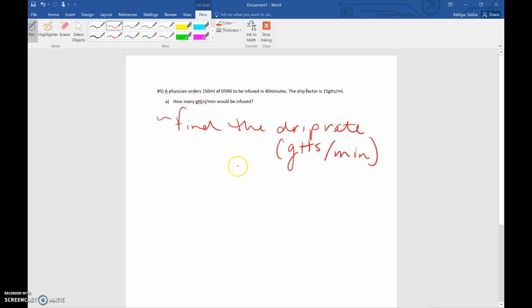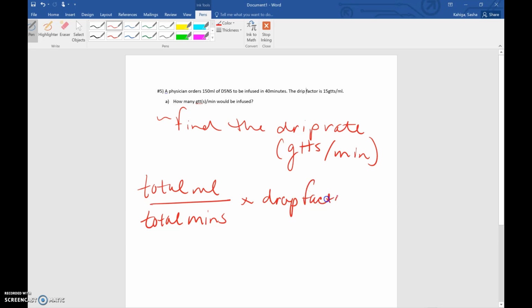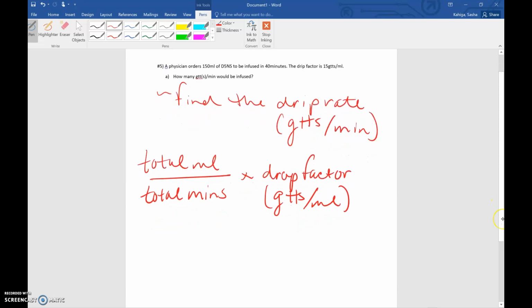In order to find your drops per minute, remember you have to take the total amount of milliliters over your total amount of minutes, and you multiply it by your drop factor. And remember, your drop factor has the units of drops per milliliter. Sometimes your problem gives you your drop factor, sometimes it does not. So let's go ahead and see if we can solve this problem.